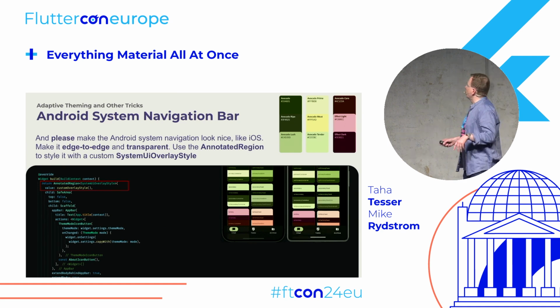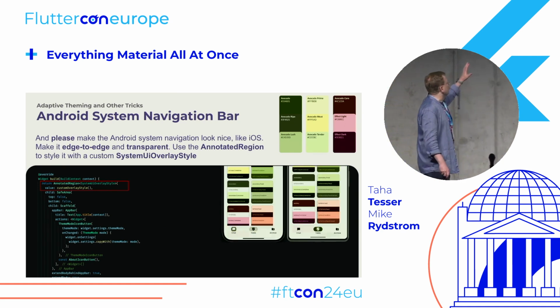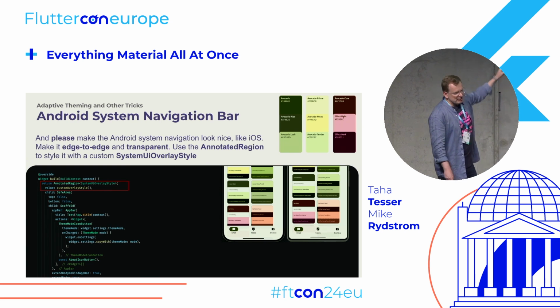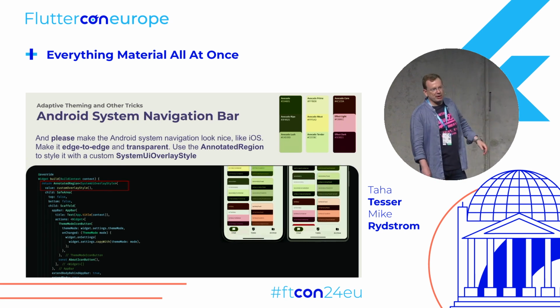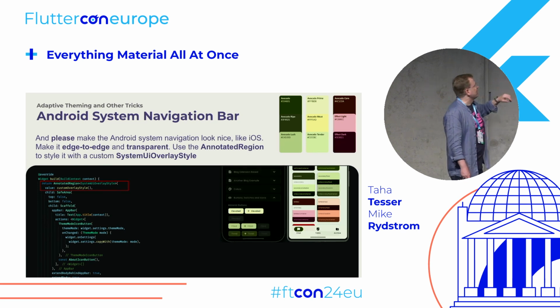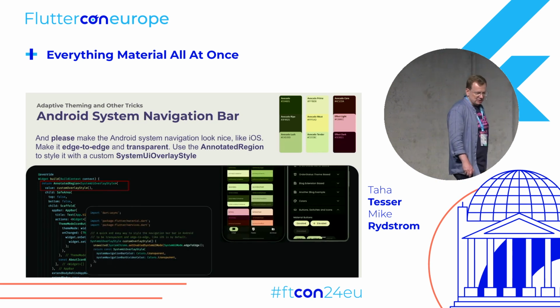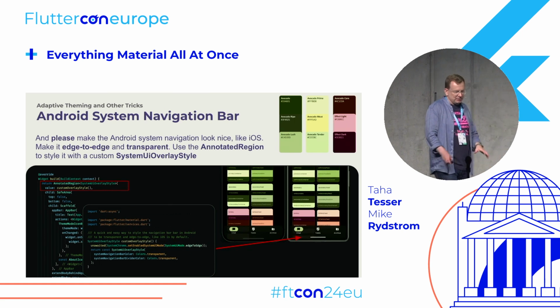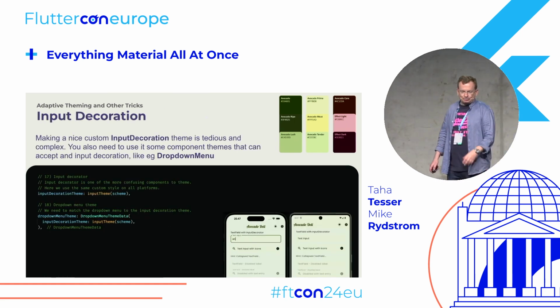But for a not theming related thing, please, can we just all agree that we don't make system navigation bars on Android that don't follow the theme and the color of the navigation bar anymore? Because iOS has always done this, and it looks so much nicer when it does that. It's a little thing that you have to do, and it's done. So that you can dig into.